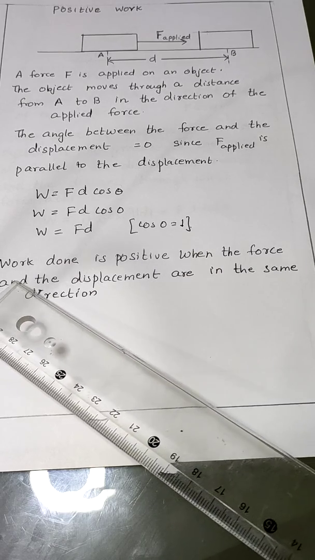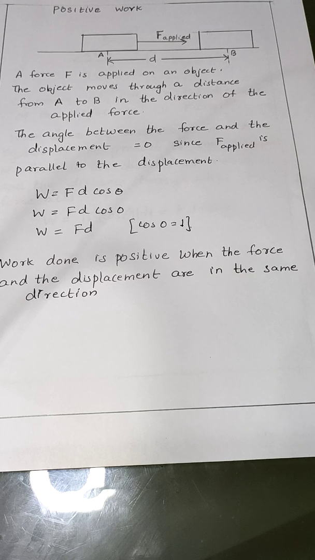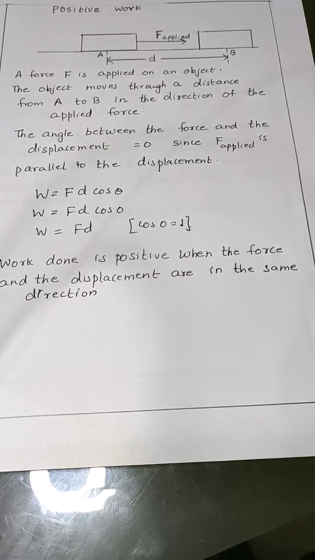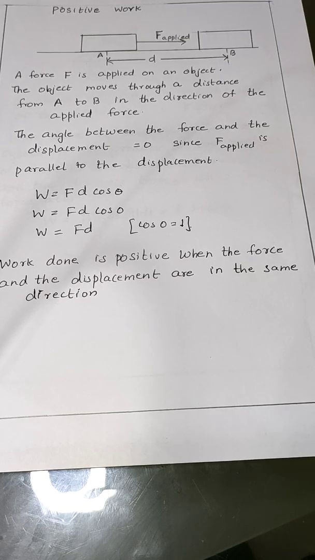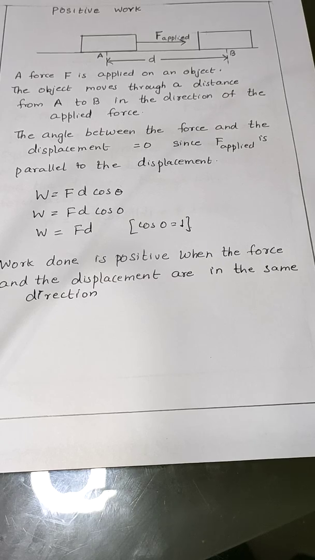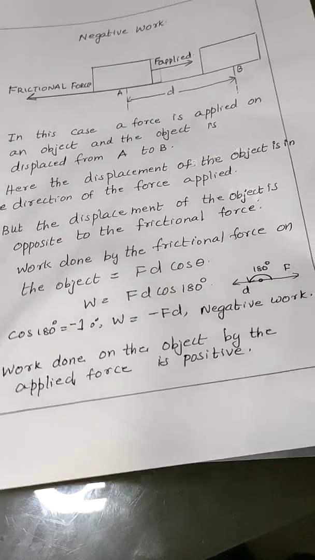So to conclude, work done is positive when the force and the displacement are in the same direction. Whenever you have force and displacement in the same direction, you can directly apply the formula work done equals force into displacement. So then what happens if the force and the displacement are not in the same direction, like they are in opposite directions? Let us look at another situation.